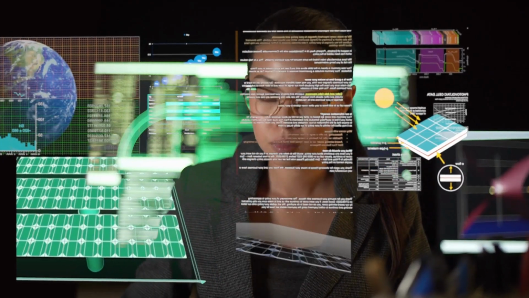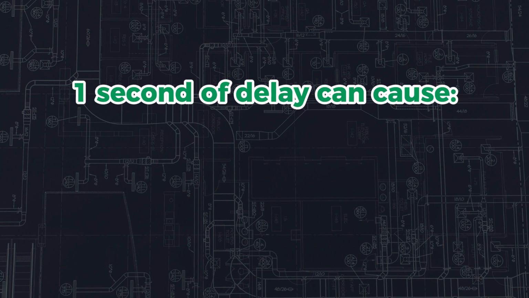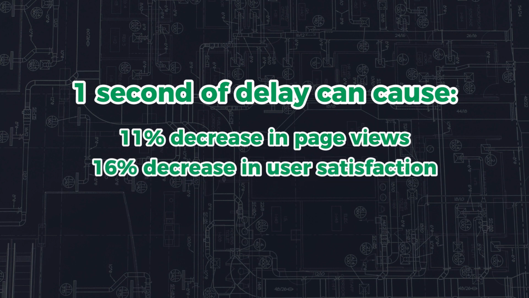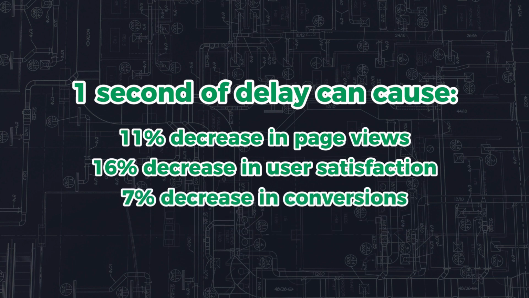So their studies show that for every 1 second of delay, you're looking at an impact of 11% decrease in page views, 16% decrease in user satisfaction, and 7% decrease in conversions. So that's 1 second. For every second, you're seeing a pretty big impact on all of the different elements or all of the different measurements that are critical when it comes to users on your website.